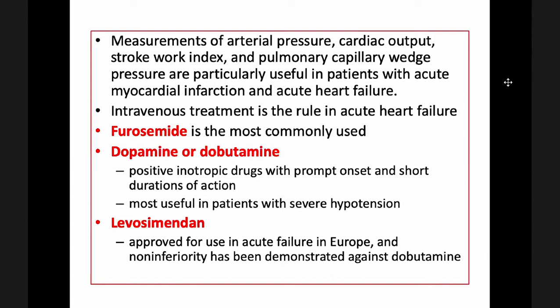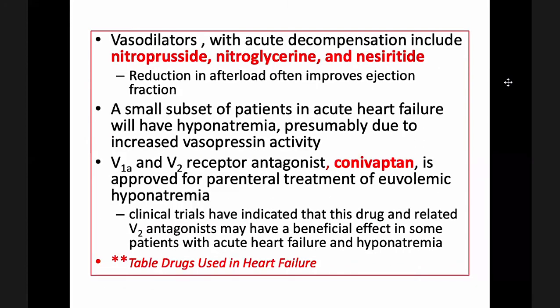Levosimendan has also been approved for use in acute heart failure in Europe, and non-inferiority has been demonstrated against dobutamine. Vasodilators can also be given in acute decompensation, and this includes nitroprusside, nitroglycerin, and nesiritide. They will reduce the afterload and improve the ejection fraction.